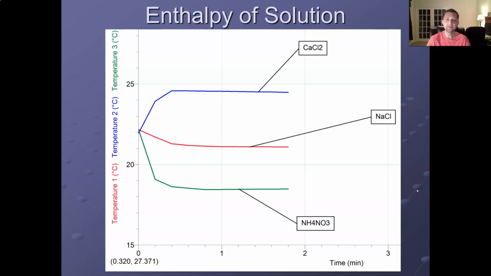Energy was released to cause the temperature of the water to go up. And then NaCl and ammonium nitrate, both of those enthalpies of solution would be endothermic because it took energy in from the water to make those solutions. We'll talk more about that in thermodynamics, but this is a good little intro to it. And it's relevant because we're talking about solutions.